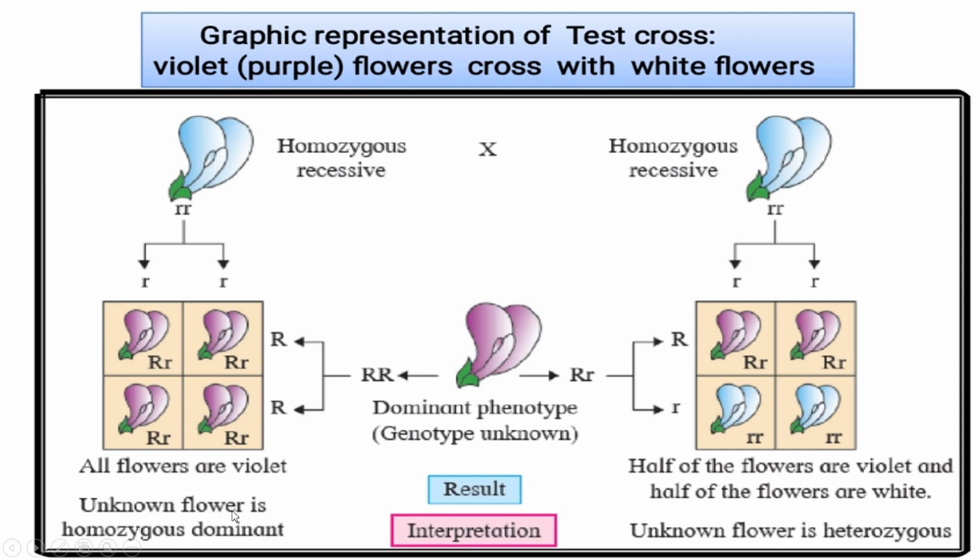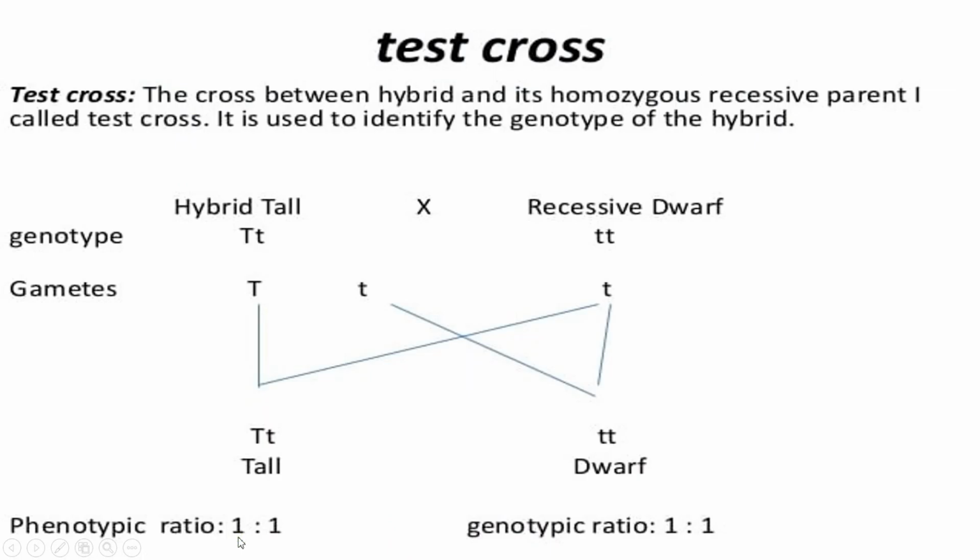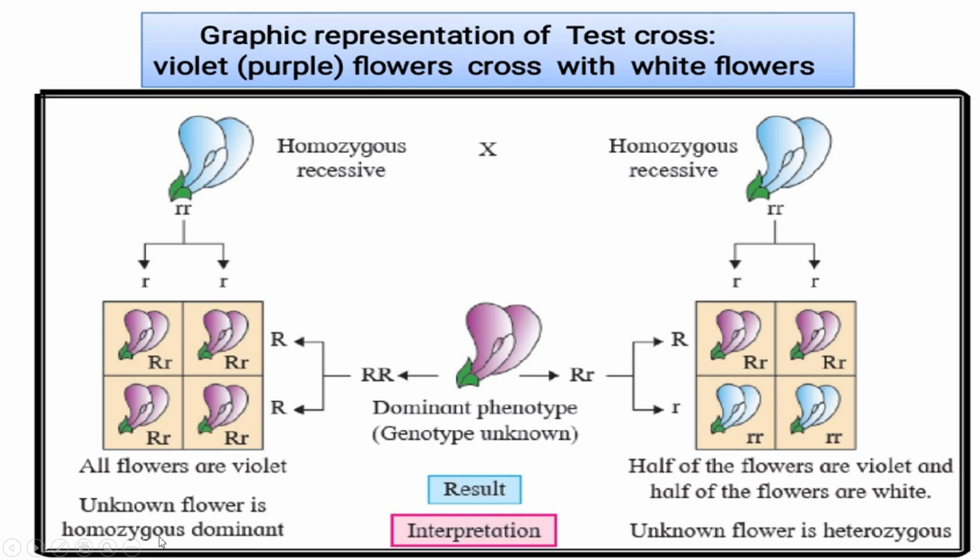So the unknown flower is homozygous dominant, because homozygous means similar. That's why we can say these plants are homozygous dominant. Now the next part. In this part, we are again taking the dominant phenotype.